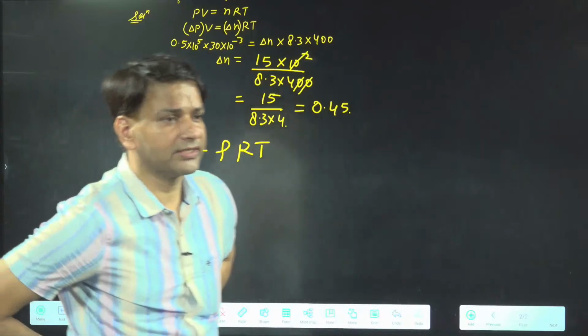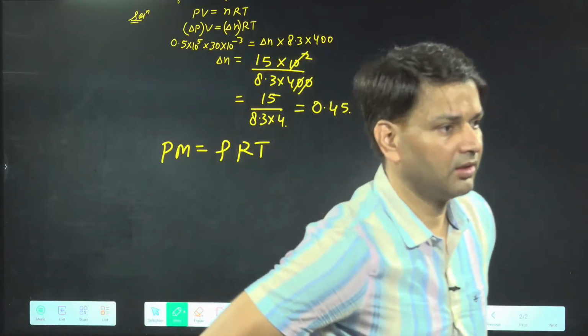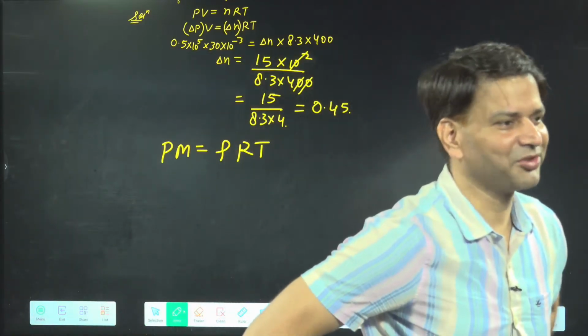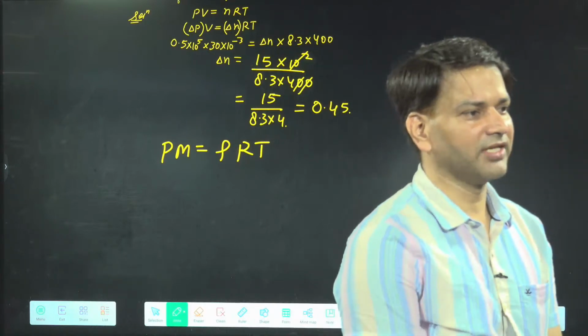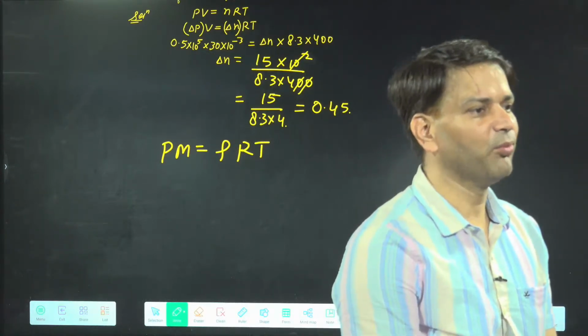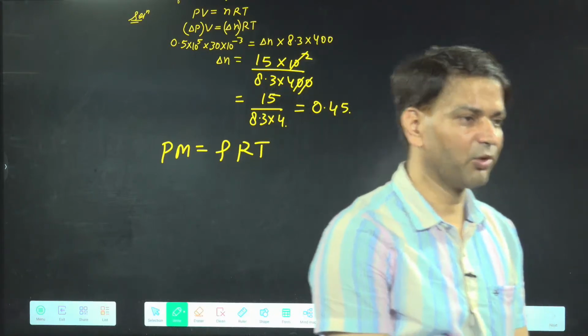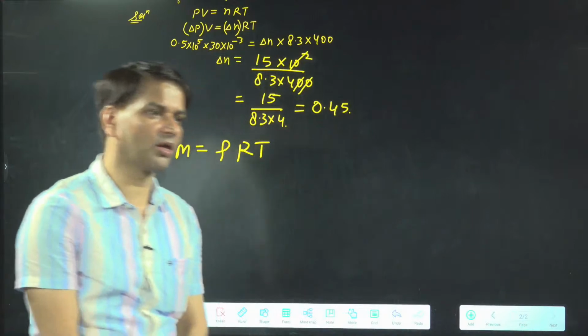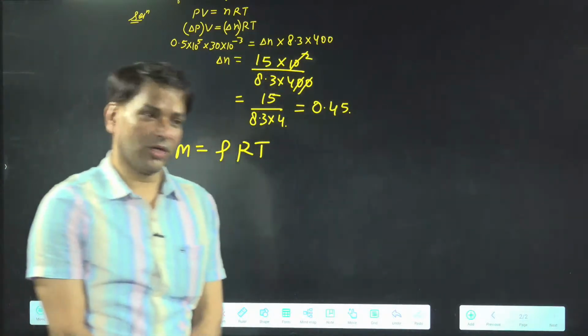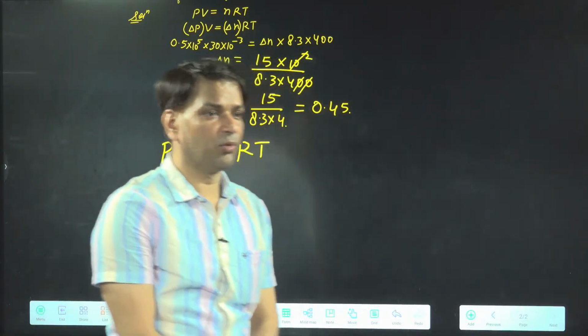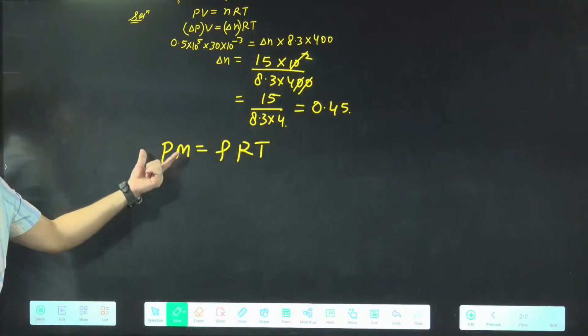Sahitya, number of moles is the molar mass upon given mass? Number of moles is the molar mass or the given mass? You are saying it in reverse. Number of moles is the given mass upon molar mass. First correct this formula. But the molar mass we don't know, so first we have to calculate the molar mass. We can calculate it from here.